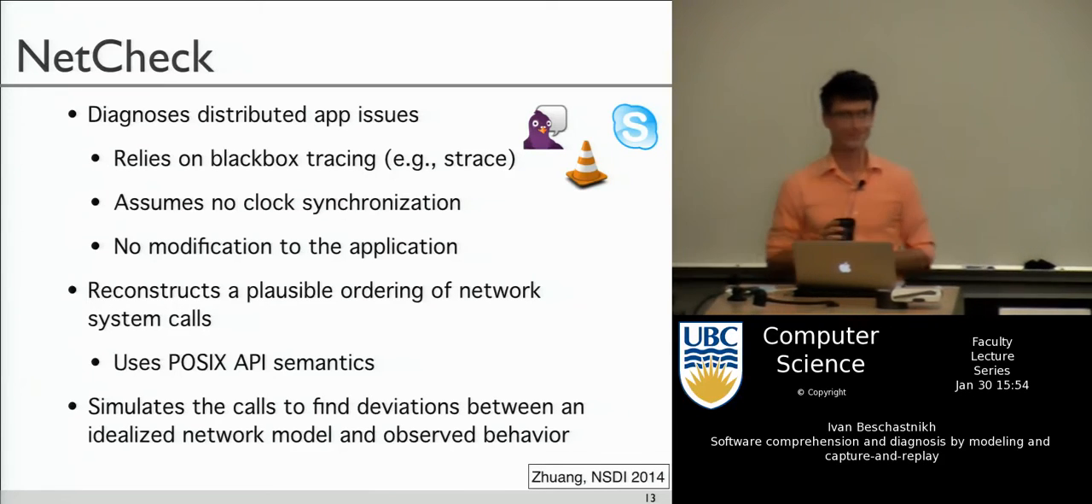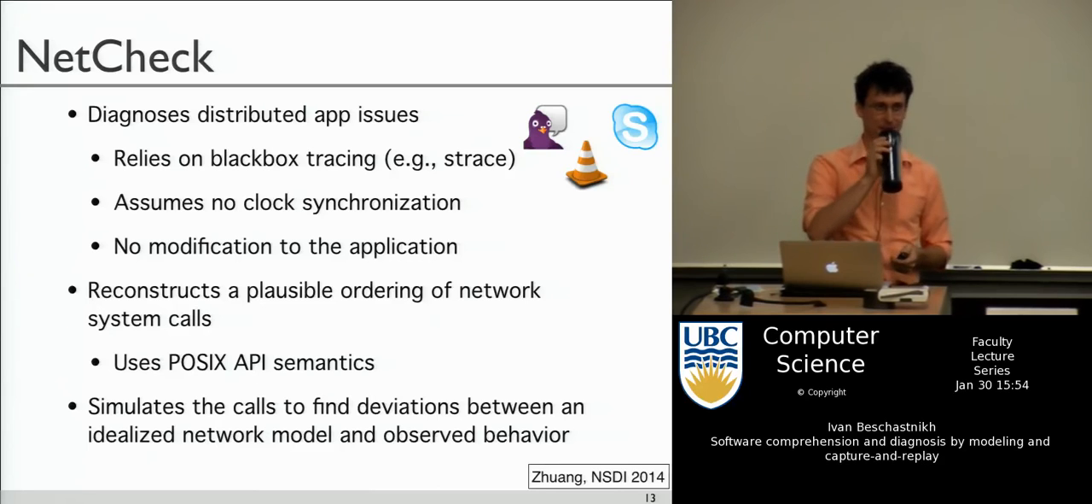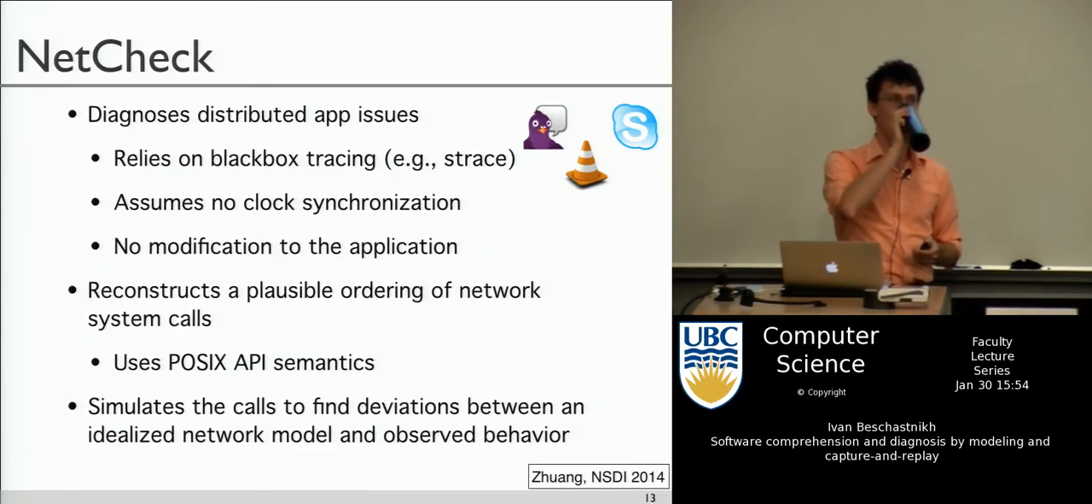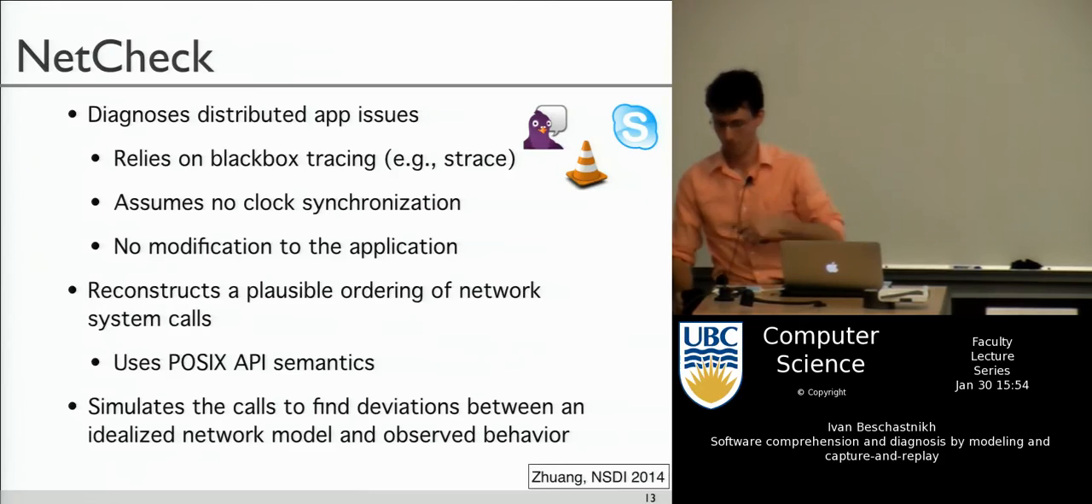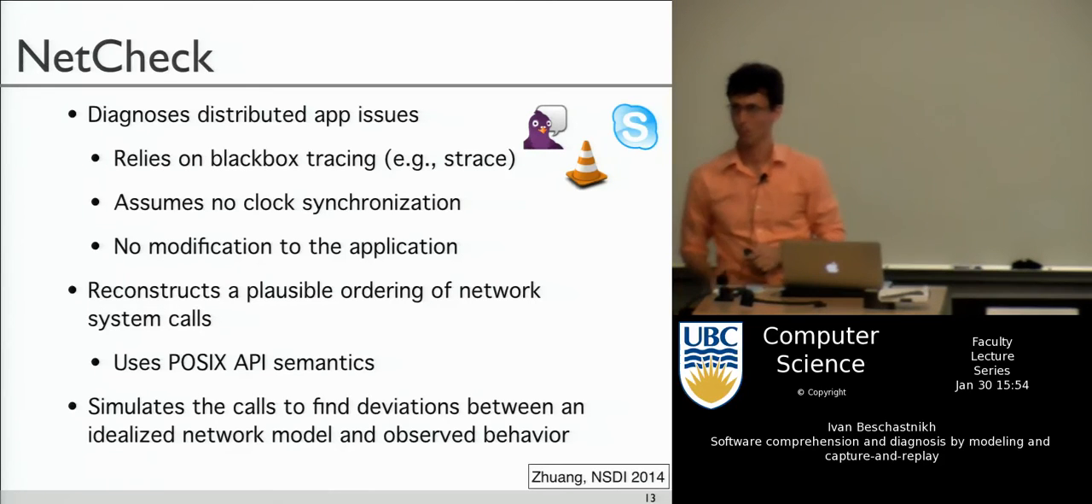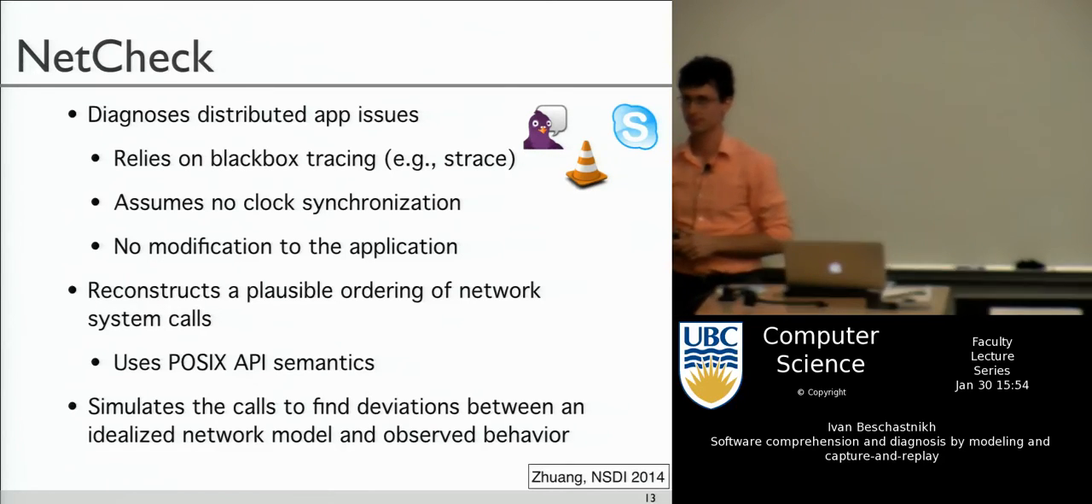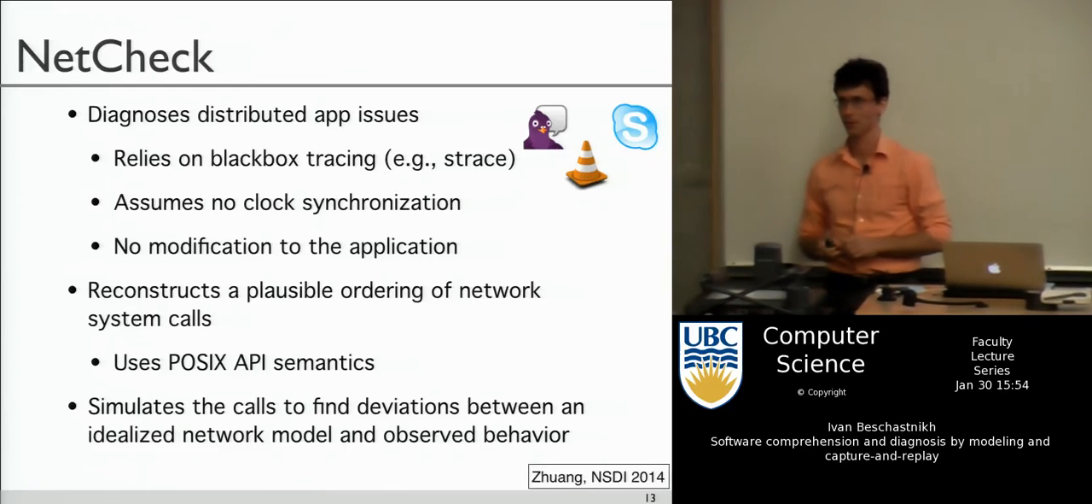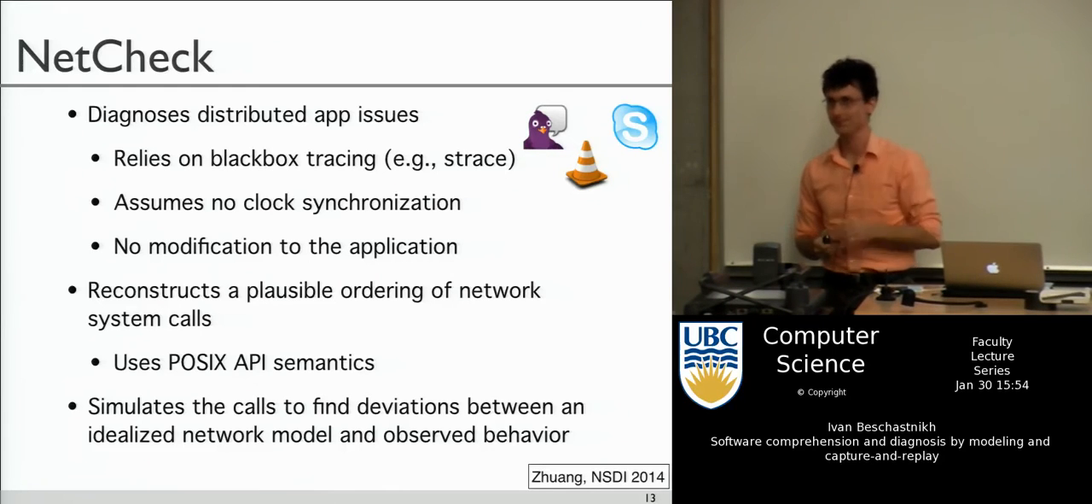Any questions about NetCheck before I move on to the next thing? So presumably there are combinatorially many possible orderings, and you generate a plausible ordering. Do you search through the other possible orderings that could be?